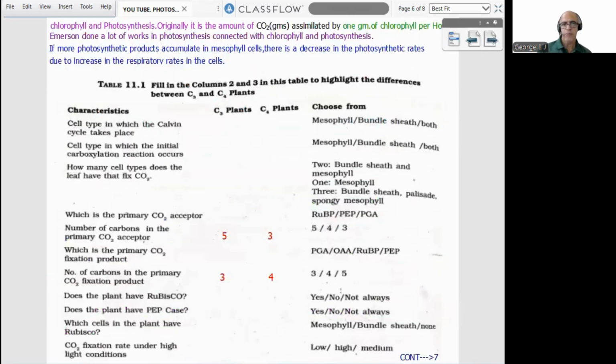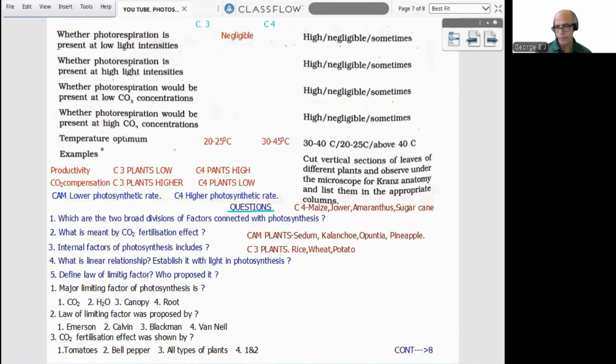After that, a table from NCERT, important from the exam point of view. Then C3, C4, total comparison, productivity, carbon dioxide compensation point. Then CAM, low photosynthetic rate; C4, higher photosynthetic rate. Then examples for C3, C4, CAM. After that, 5 theory questions, 5 NEET model questions with the key.